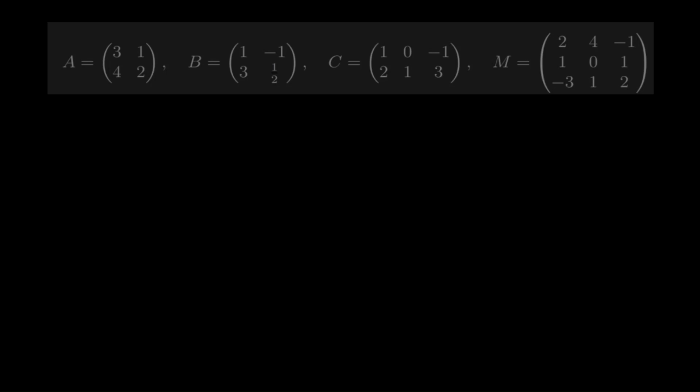Finally, we need to find the transpose of matrix C, denoted C transpose. To do this, we simply turn the rows of C into columns, and we obtain 1, 0, minus 1, and 2, 1, 3. And that concludes exercise 1.